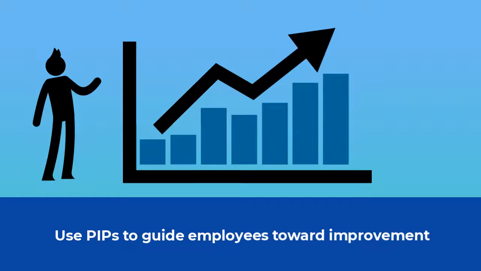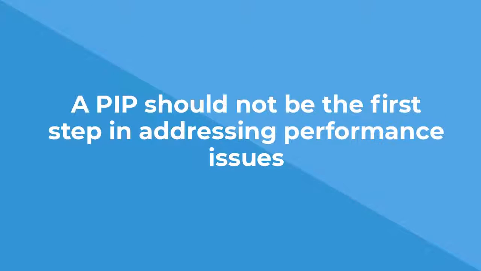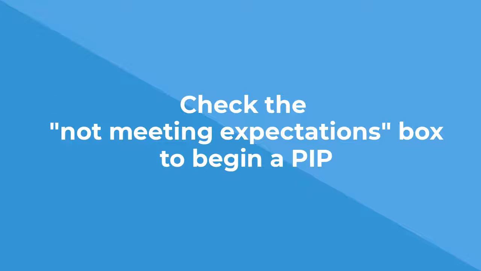Supervisors use PIPs to guide employees toward improvement when they do not meet expectations in a performance summary. It is used as the formal documentation for the 90 calendar day PIP period. As covered in the previous video on early identification and intervention, a PIP should not be the first step in addressing performance issues. Begin a PIP by checking the Not Meeting Expectations box in the performance summary, which can be done at any time.